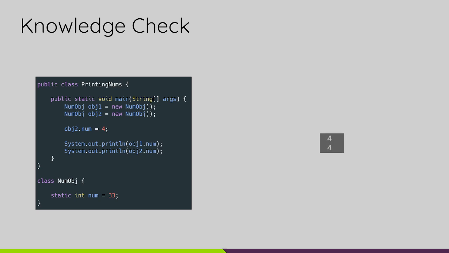So if you guessed 4, 4, you'd be correct. Why is that? Because this is a static variable. When I create two objects and then I set one of the objects' variable num equal to 4, that sets this variable to 4. However, remember that this variable is shared across all the objects, so both of them become 4. Therefore, it'll print out 4 twice.